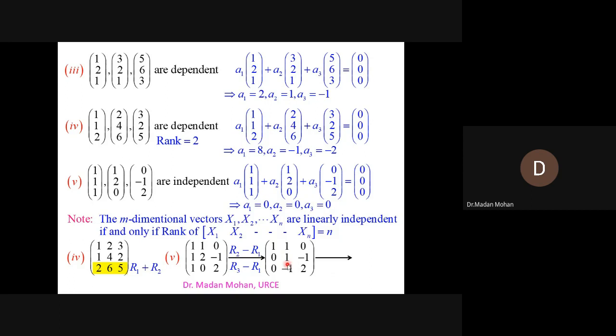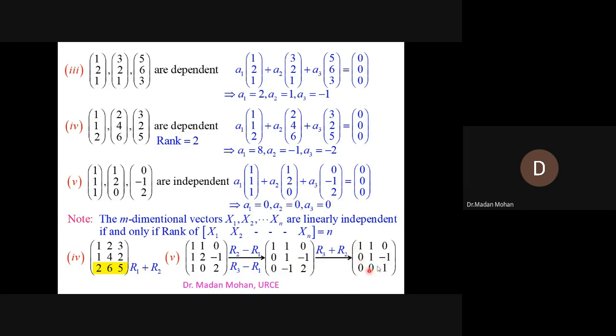Now you can go like this. R3 plus R2 to get 0 here. The first 2 rows are just copy paste, and the third row is R3 plus R2. 0 plus 0, minus 1 plus 1, 2 minus 1. Now it is an echelon form.